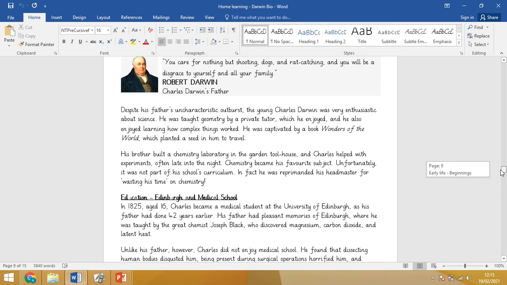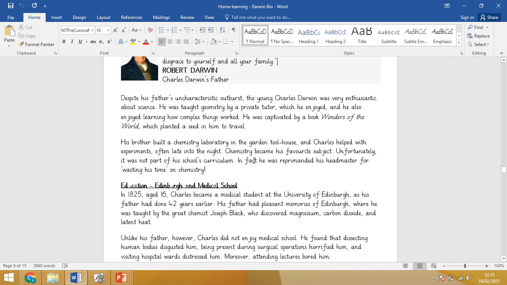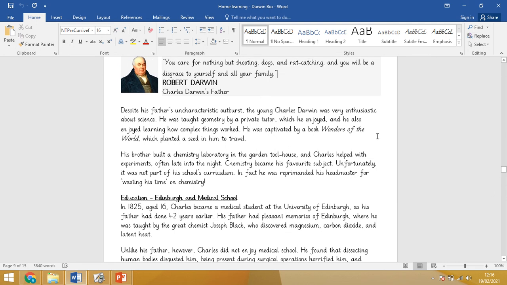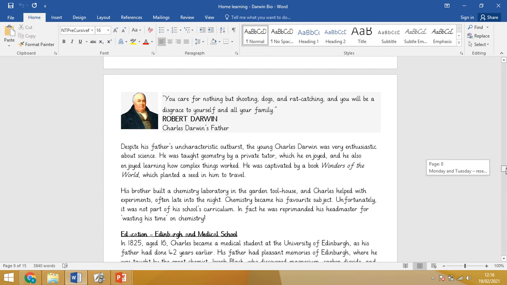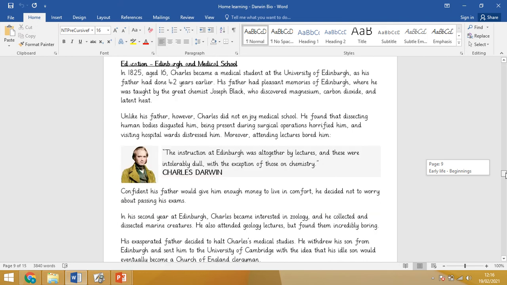Even though, he was very enthusiastic about science, and was taught geometry by a private tutor, and learned things about the world, and he was intrigued by a book called Wonders of the World, which made him want to travel the world. His father also built him a chemistry laboratory in the garden tool house, and Charles often did experiments. So these two bits are important, particularly geometry and the natural world, because eventually he was sent to Edinburgh Medical School, and he absolutely disliked all of that.